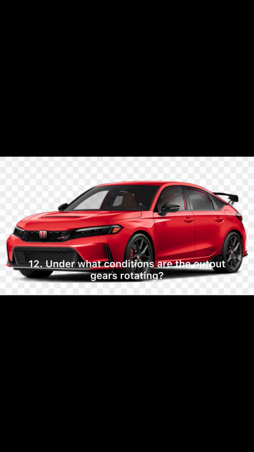12. Under what conditions are the output gears rotating? All conditions when the engine is running and the clutch is engaged. 13. Under what condition do the output gears transfer torque? Only when that gear is selected. 14. What are the synchronizers directly splined to? The output or main shaft. 15. How are gears locked to the output shaft?